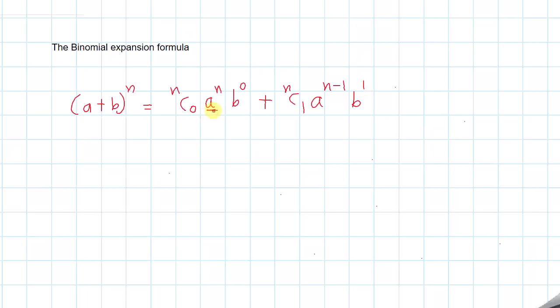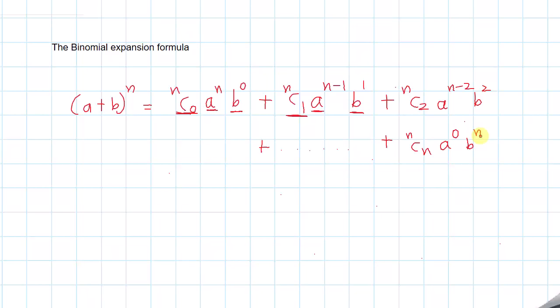So you see that the power of a is decreasing, but the power of b is increasing, and it also has the coefficients which are given by the combination formula. Plus the next one would be nC2, a raised to n minus 2, b raised to 2, and so on. And the last term would be nCn, a raised to 0, b raised to n.